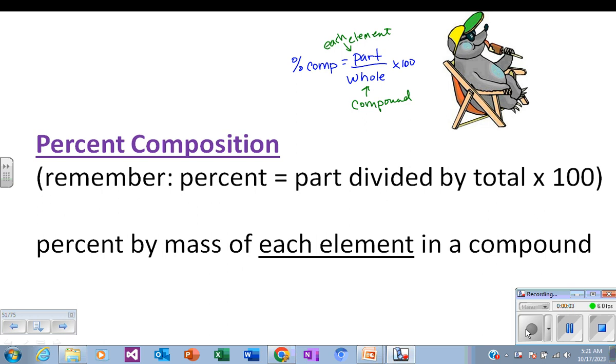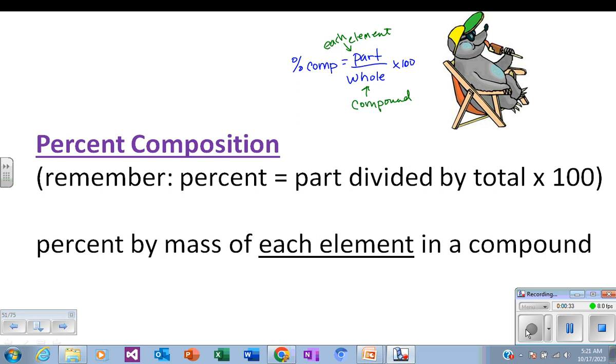All right, these are the percent composition notes for chemistry. And percent composition is all about the makeup of an element within an entire compound. So if you remember, a percent is a part divided by the whole, and then it's multiplied by 100.